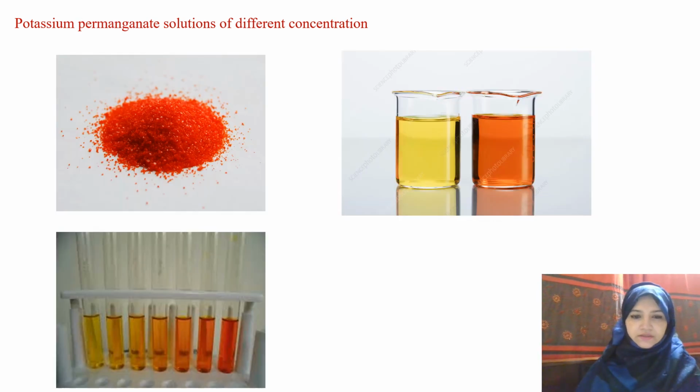And now these are potassium permanganate solutions of different concentrations. This orange color crystal is potassium permanganate. From this picture we can easily observe that this one is light in color, that means it is dilute solution, and this is concentrated solution.